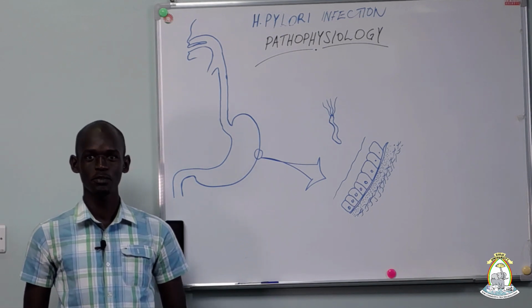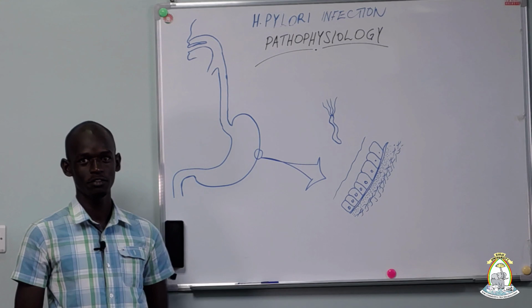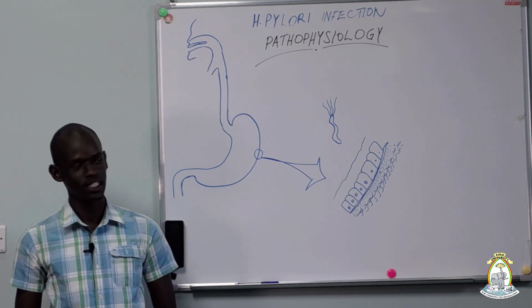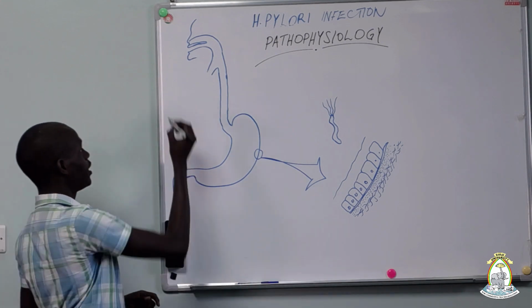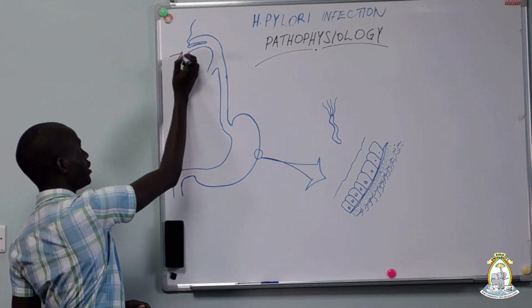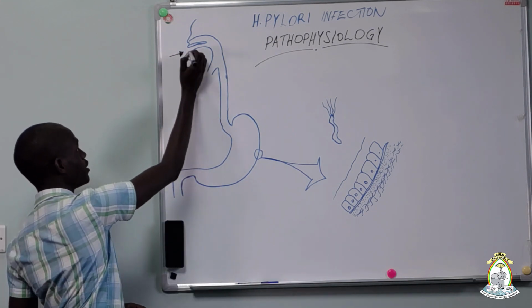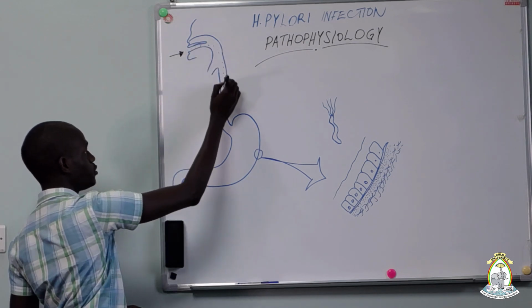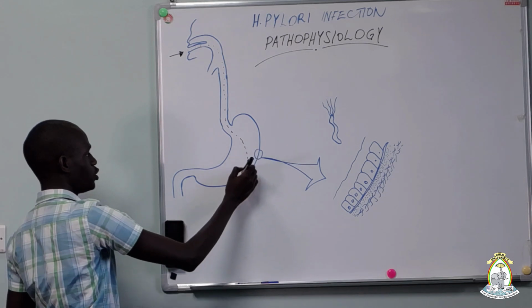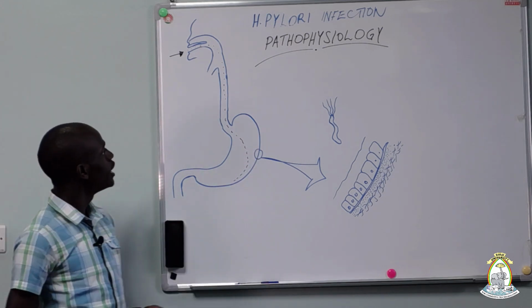In today's discussion, we shall talk about the pathophysiology of the H. pylori infection. As we are already familiar, the infection route for H. pylori is through the oral route. So we have our organisms getting down through the esophagus into the stomach.